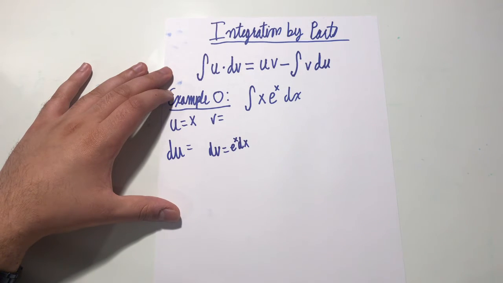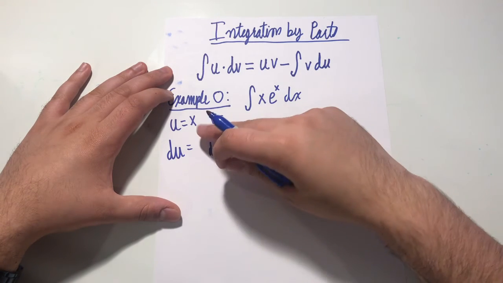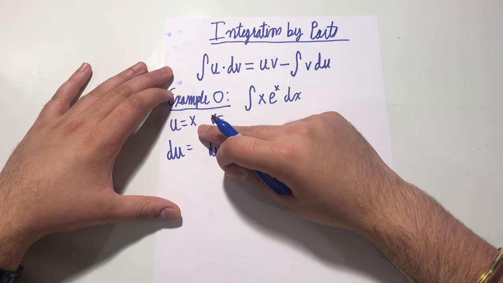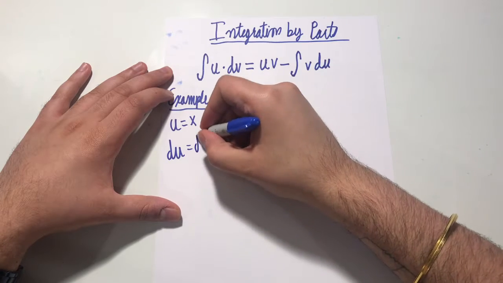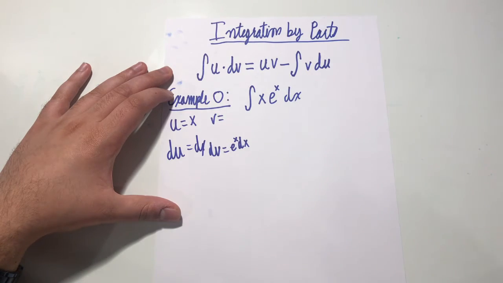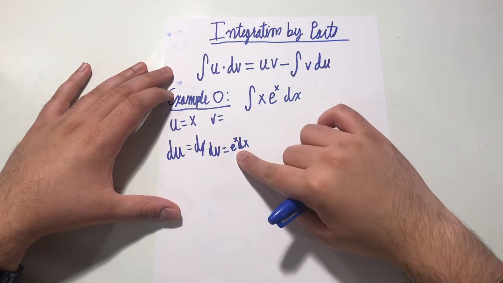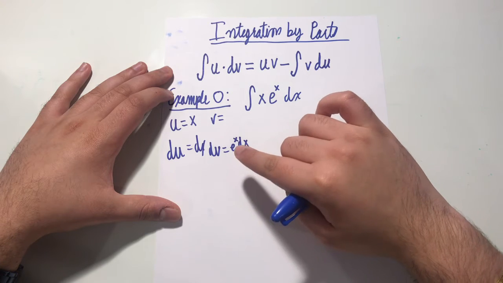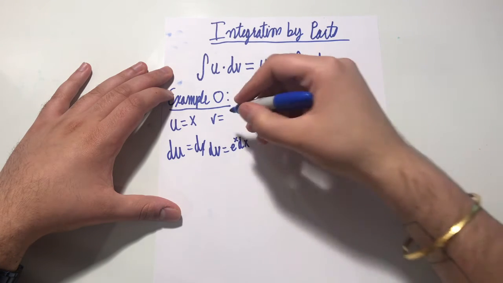All right, from here I need to find du. What's the derivative of x? The derivative of x should just be dx. What is the integral of e to the x dx? Well, that's just e to the x.